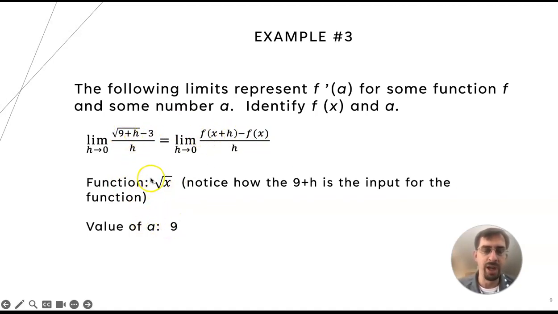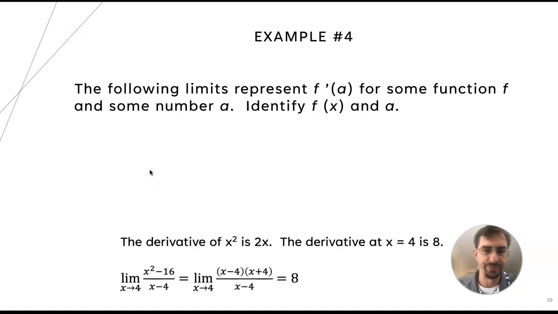All right? So what we've done is we found the derivative of square root of x at the value of 9. Another way that you can know this is f of x is the square root of x. And if we plugged in 9 for x, we get the square root of 9, which is equal to 3. All right? So this matches. So this limit represents the derivative of the square root of x at the value of 9.